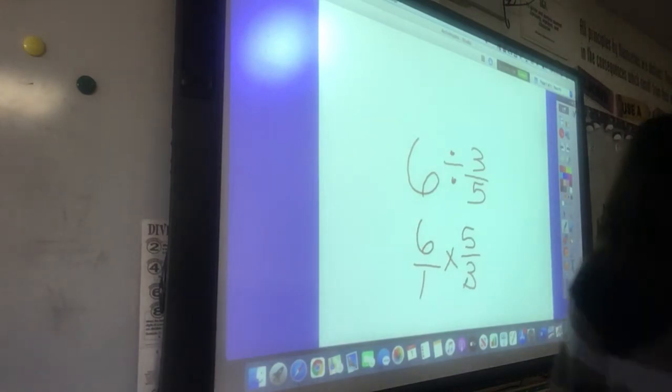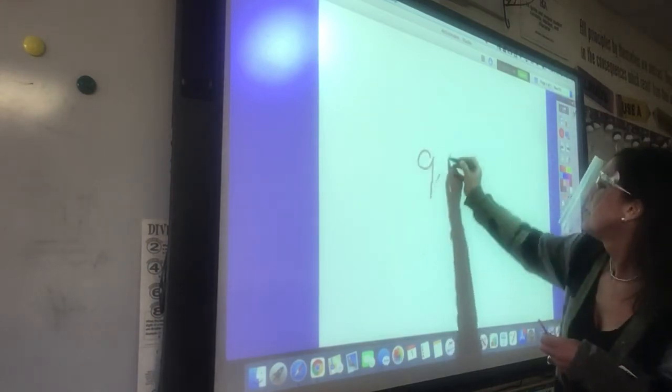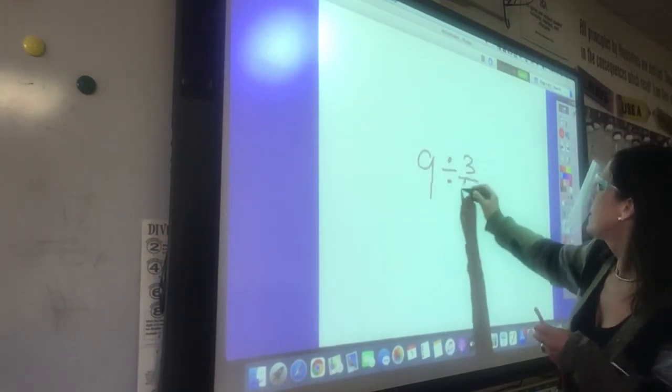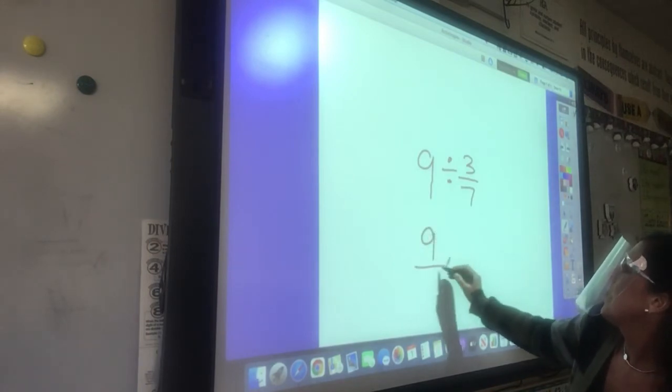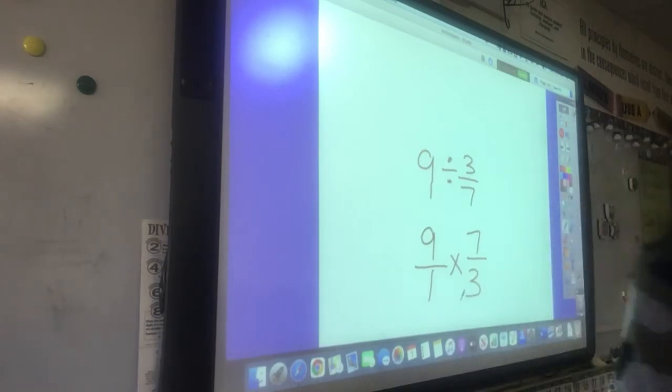Okay, so let's do another whole number by a fraction. So let's do 9 divided by 3/7. So we'll have 9, keep, change, flip. And the 9 and the 3 would cancel. Emerson, what happens when the 9 and 3 cancel? So 3 will become a 1 and 9 will become a 3. Right. 3 can go to bed, and then you multiply, so it would be 21. Got it, 21 is our answer. All we have left is 3 times 7.